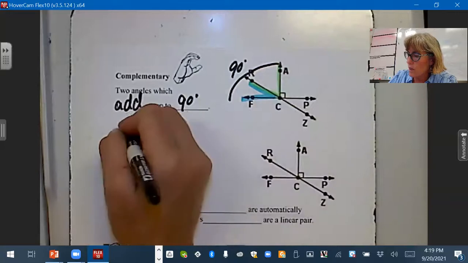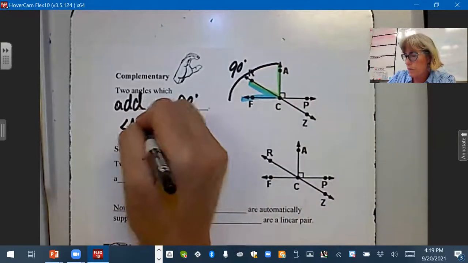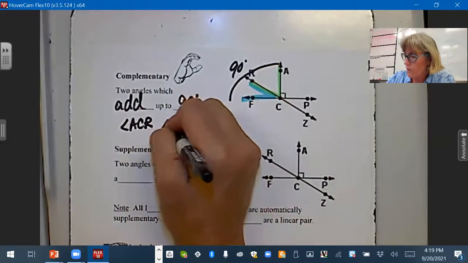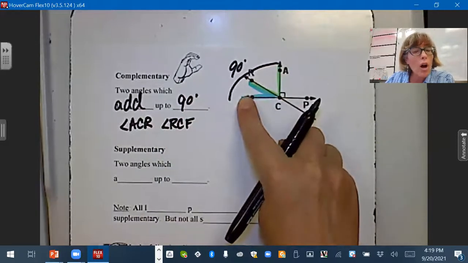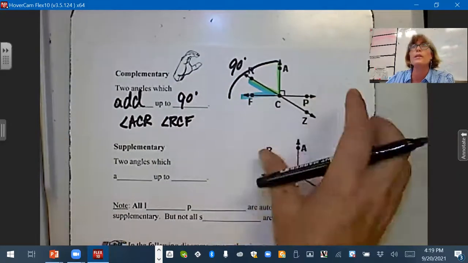So this angle right here, angle ACR, and angle RCF, ACR, RCF, they are complementary. Complementary adds up to 90 degrees.